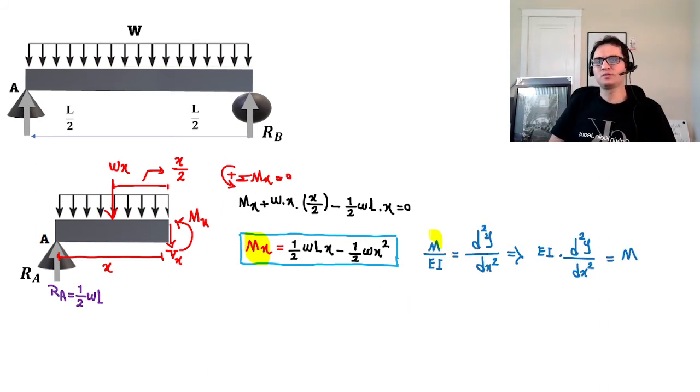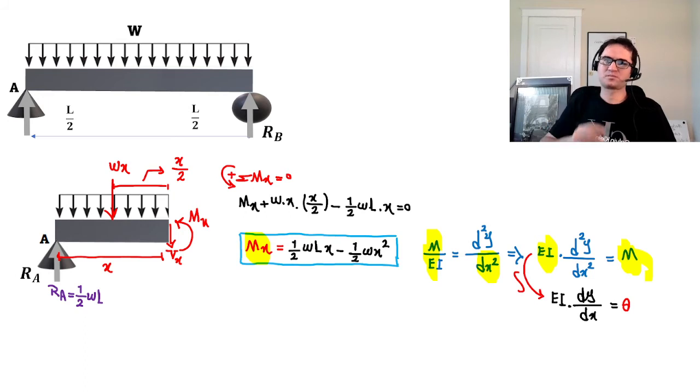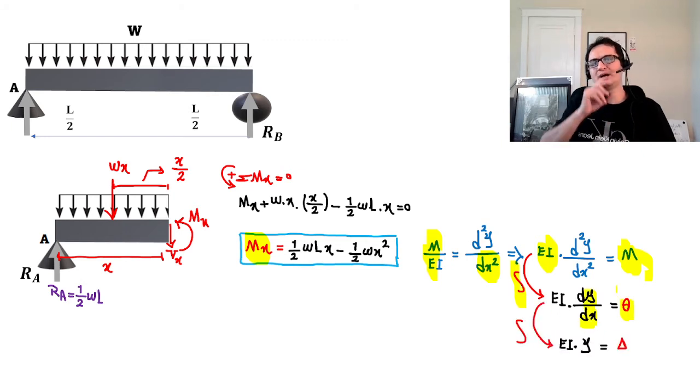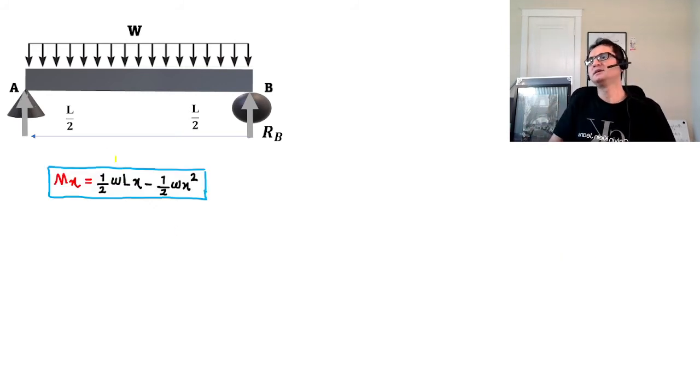If you remember, we said M over EI is d squared y over dx squared. If you multiply by EI, it gives you the equation of moment. By integrating this equation, it gives you EI times dy over dx, which is theta. By the second integration of moment, it gets you to EIy, which is the delta we are looking for. We are looking for delta max. So Mx is equal to this equation.